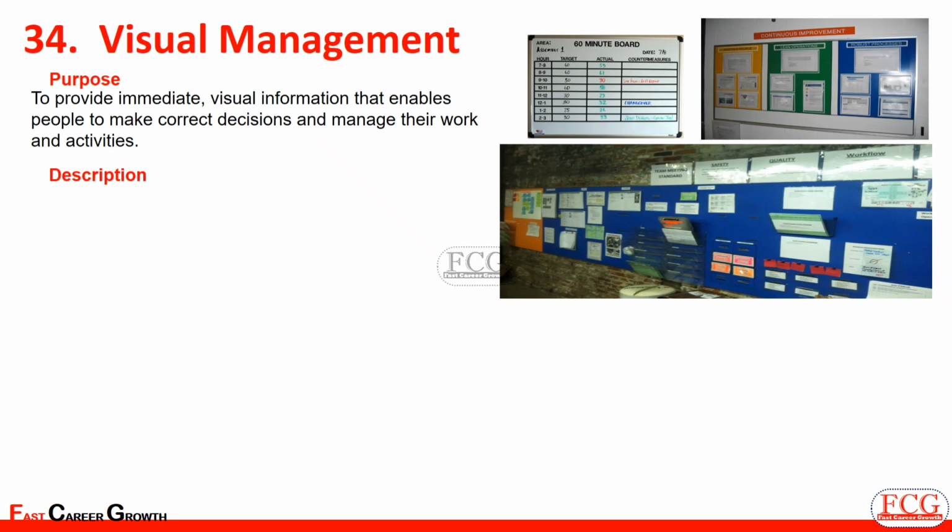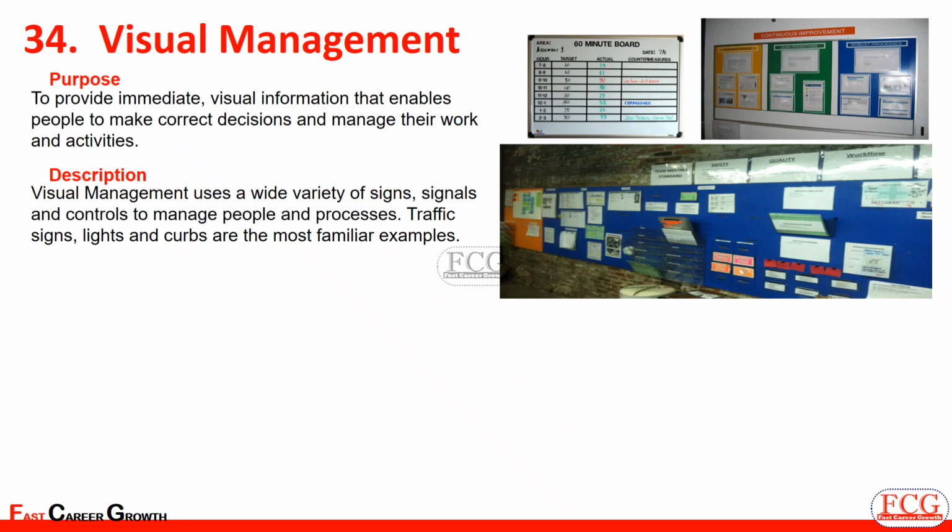Color coding and lights, standard work, where content, sequence, timing, outcome, all details are displayed. Floor line marking and signage, Kanban board plus T-cards, huddle boards. These are different visual management tools. Visual management uses a wide variety of signs, signals and controls to manage people and processes. Traffic signs, lights and curbs are the most familiar examples.